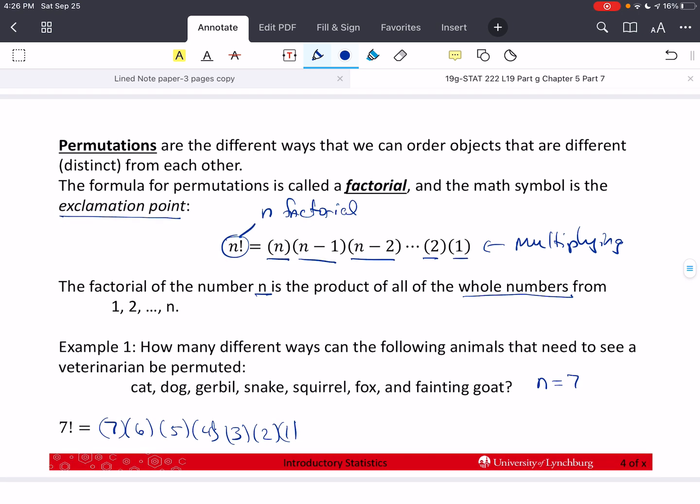Okay. So this is going to be a big number. And I don't remember if this calculator that I have has the factorial button on there. But 7 times 6 times 5 times 4 times 3 times 2 times 1 is going to equal 5,040. So that's a lot of different orders of these 7 animals.